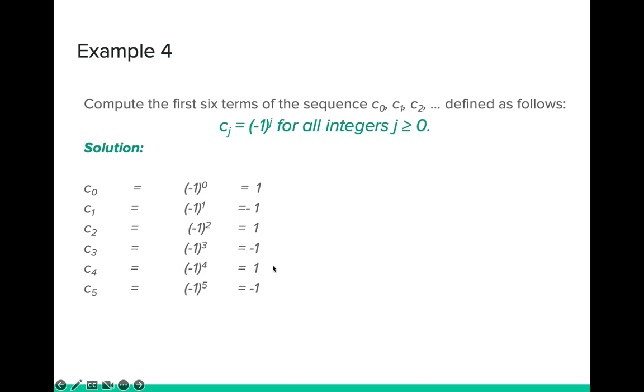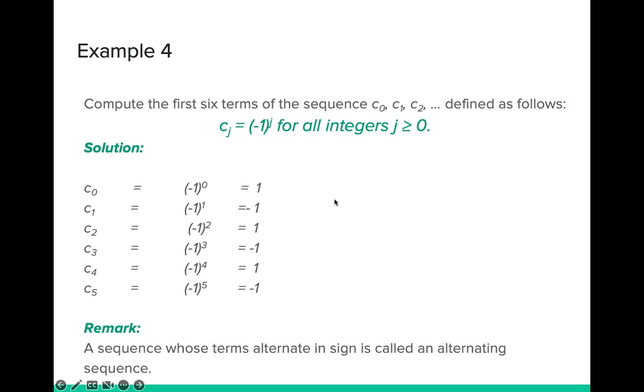So what do we notice here again? This is basically a similar example to the previous slide, where the sequence is also an alternating sequence. So in this case, a sequence whose terms alternate in sign is called an alternating sequence.